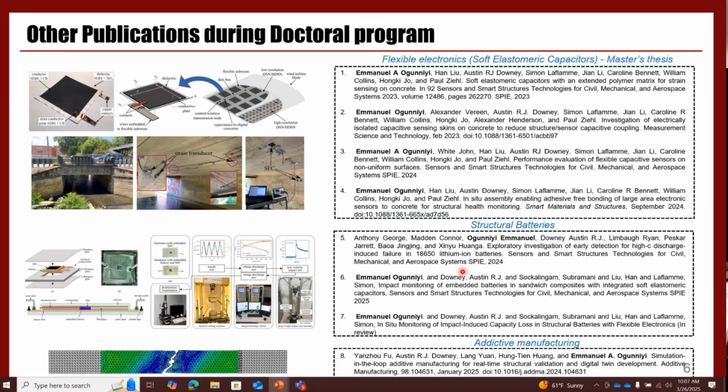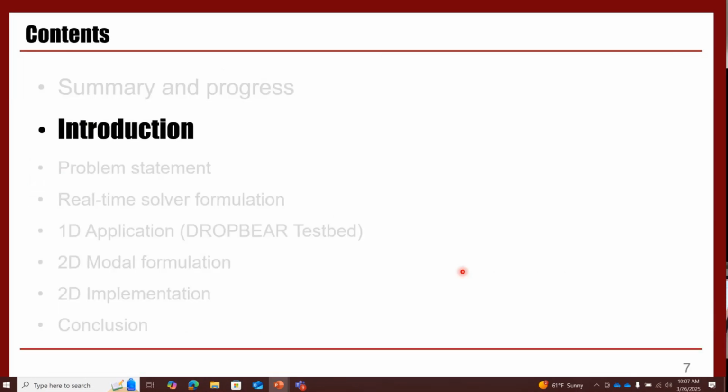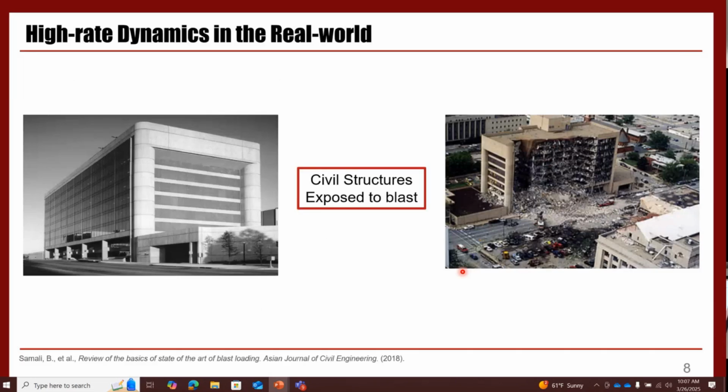So now I'll just get straight into my talk, the basic part of my work. So to the introduction: high rate dynamics. What is high rate dynamics in the real world? If we look at the structure that we are seeing right here, it was exposed to blast, and the event of blast in the real world can be regarded as a high rate dynamic event.